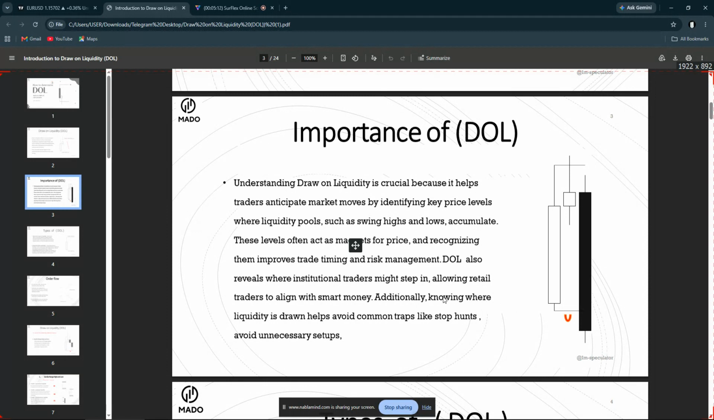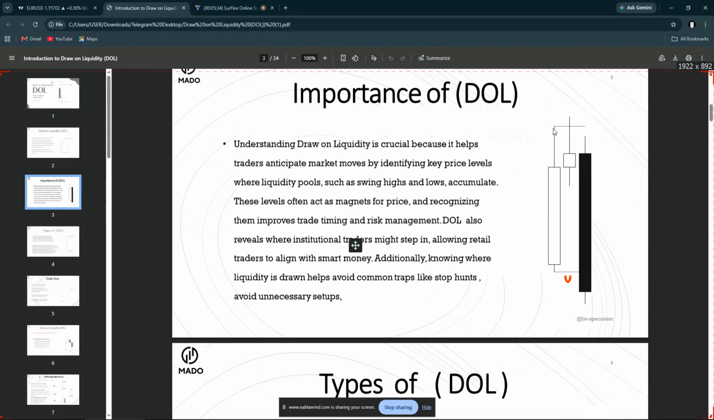We that are retail traders in the market are not the big boys, and we are also not the bank. It helps us to navigate how to get into the trade, joining the big boys in the forex market, the interbank system, and know how to join them and also go with their order flow. So this is how draw on liquidity is more important to us.